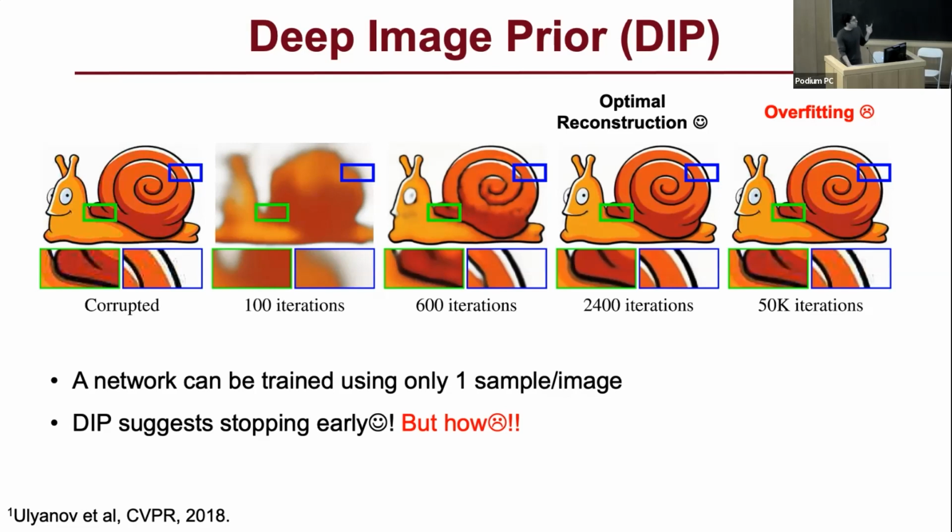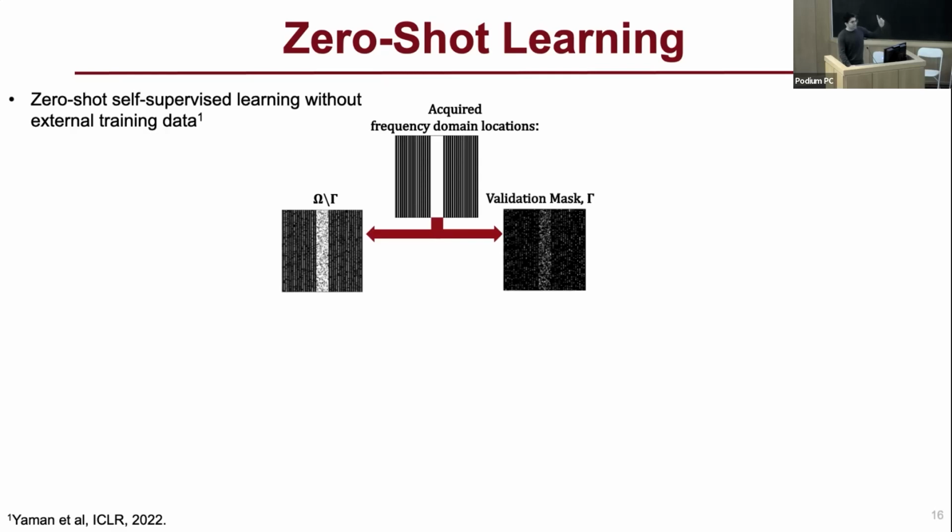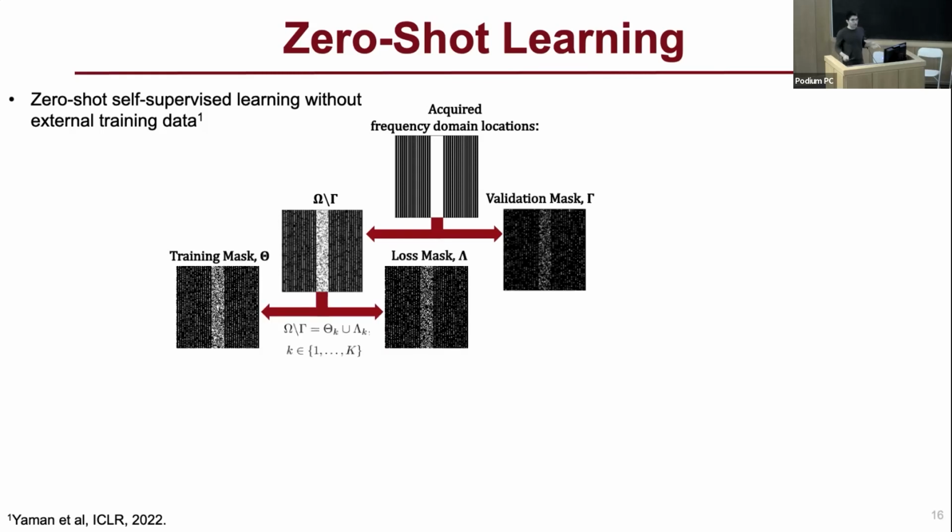So to address those problems and apply to the MRI reconstruction, we propose this zero-shot learning case. So now that you have a single slice, what we propose is actually to take those acquired k-space locations and set aside a validation set. And then the remaining measurements, we can now do training. What we propose here is actually to retrospectively undersample it into training and loss mask.